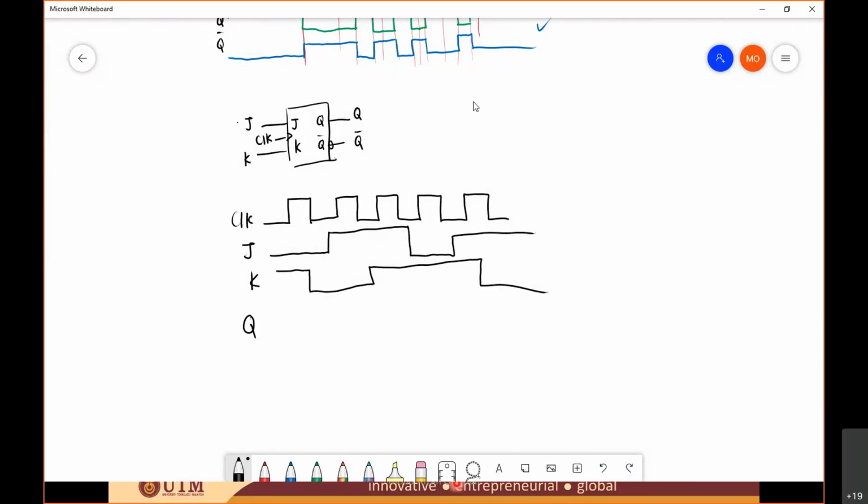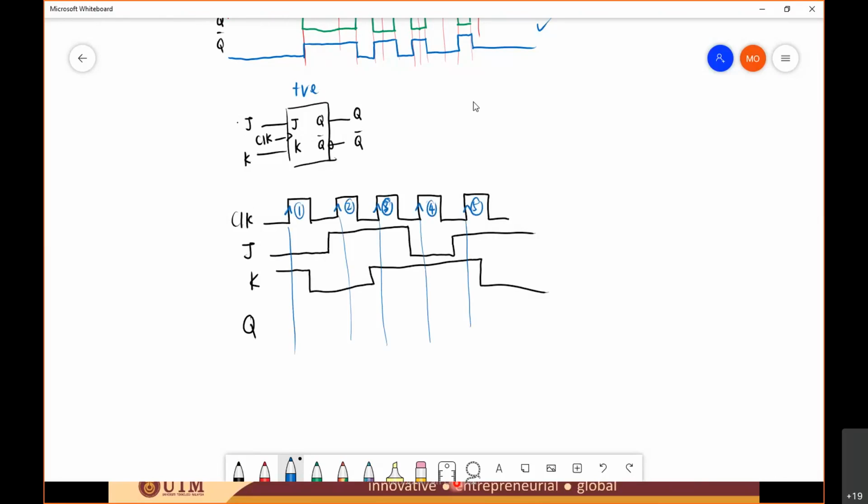Okay, so in this case, first what you're going to do is kita identify lah kita punya JK flip-flops. Since this one no bubble, you know that it's a positive edge triggered JK flip-flop. So dia akan berubah every rising edge. So setiap kali rising edge, you draw the line. Okay, so these are the lines. You have 5 cycles of your clock source.